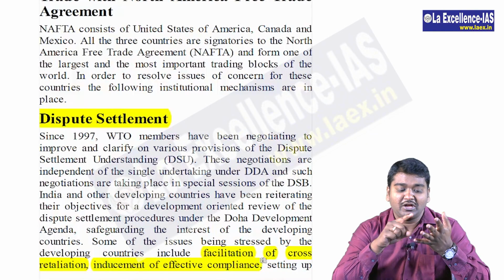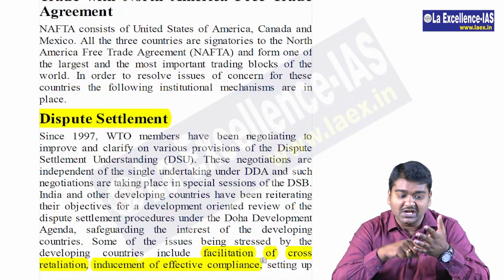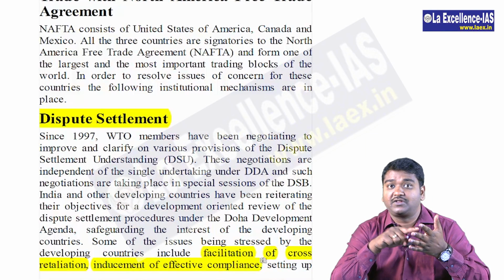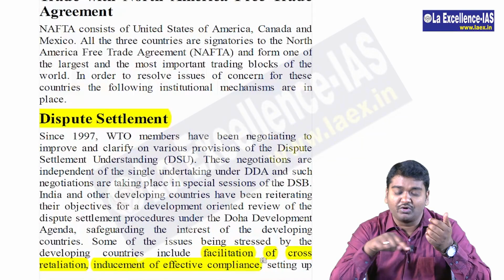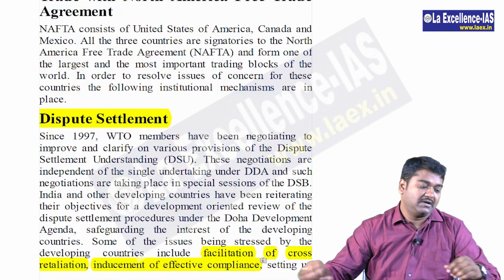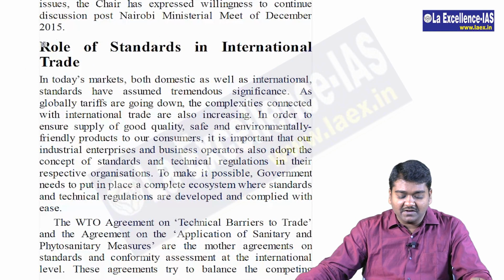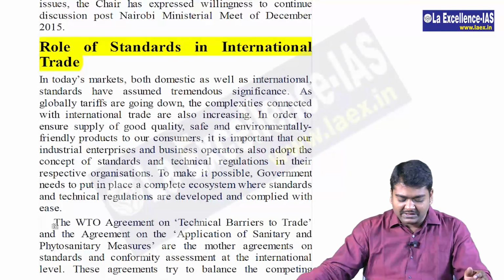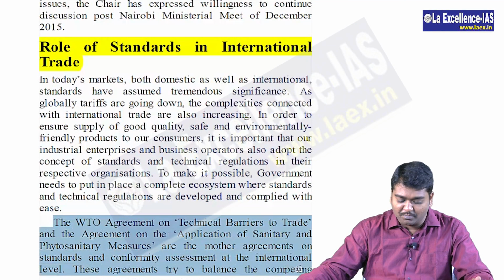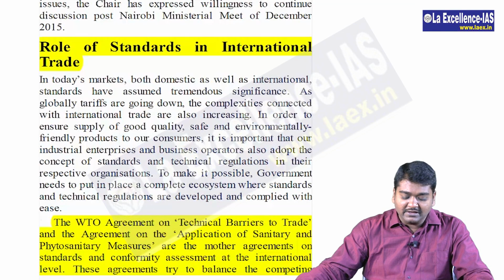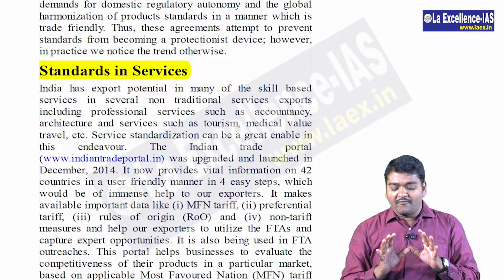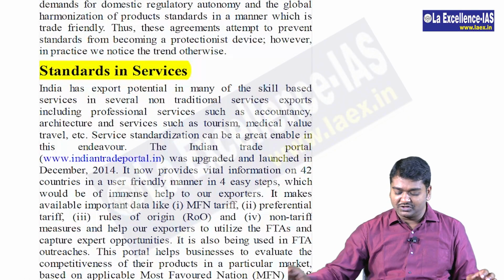Very, very important. You have a topic in international relations where they say discussions at international fora and the impact of that on India. Please ensure that you are going through this carefully once. Then on page 162 itself, read about the role of standards in international trade. Just go through it once, especially the second paragraph is important for you. Then on the same page, please go through standards in services once, right? So if you can go through this from the mains point of view, it will be beneficial.